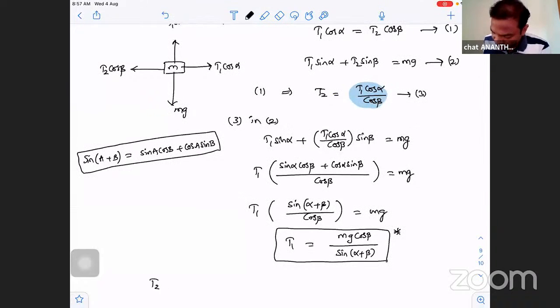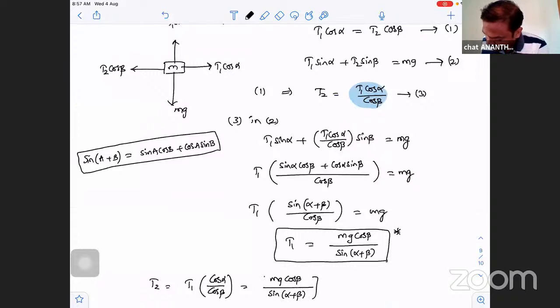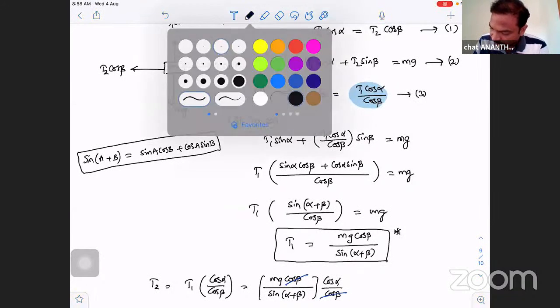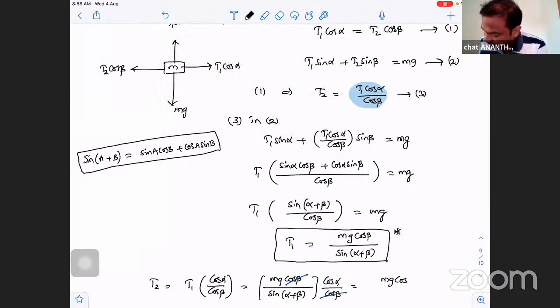Okay, so what is the T2 value? T2 value is equal to T1 into cos alpha by cos beta. Now write down whatever T1 value we got. What is the T1 value we got? Mg cos beta by sin of alpha plus beta, multiplied with cos alpha by cos beta. Okay, then cos beta cancels out. I can write mg cos alpha by sin of alpha plus beta. This is the T2 value, the tension acting in the second string. So the tension acting on the right string and the tension acting on the left string, both we got.